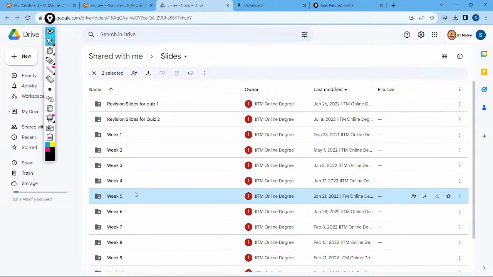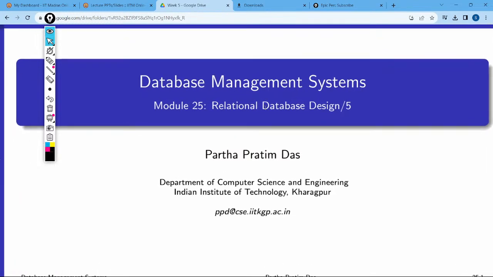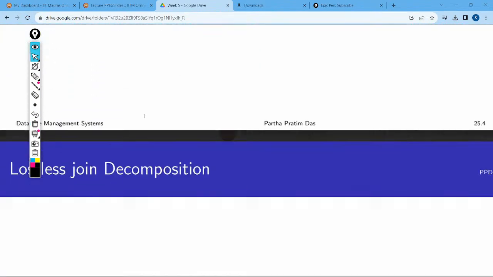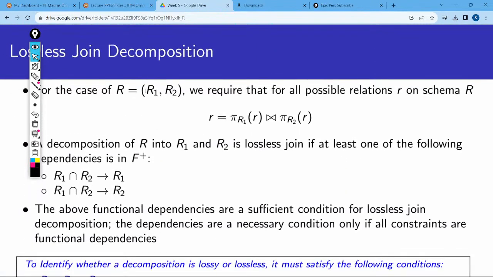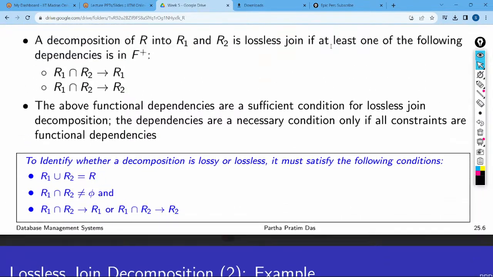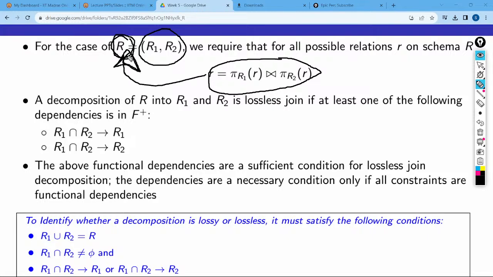So finally, what we would be learning is the last lecture by Professor Partha Pritam Das. So we basically already know what is lossless join decomposition. I don't think I need to tell you again what it is. So for a basic reminder, for the people who don't know, lossless join is when we take a relation, divide it into two, perform a natural join on the divided two sub relations, and we again get the relation R back. That is what lossless join decomposition is.